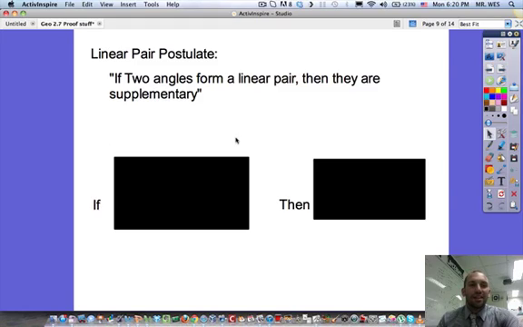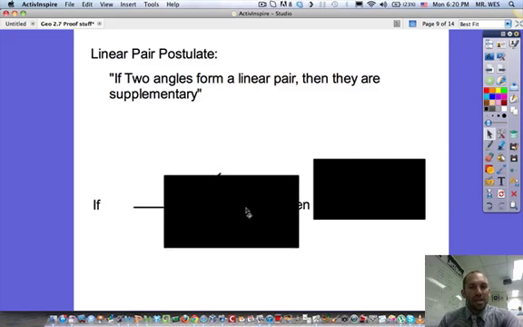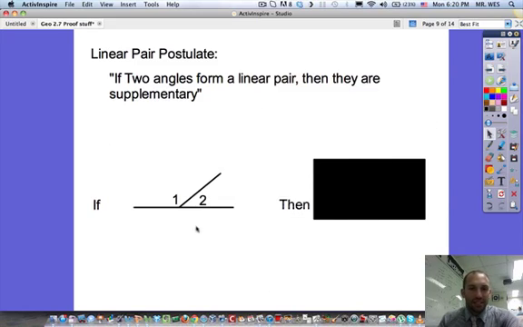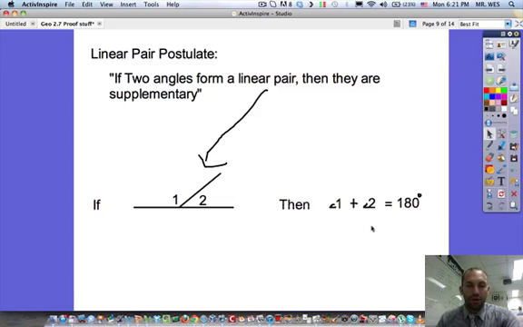All right, now let's take a look at the linear pair postulate. That's saying if two angles form a linear pair, then they are supplementary. So they add up to 180 degrees. So if we have a situation like this, and these are obviously a linear pair, we can even draw an arrow here. They're a linear pair. Then I know that they're going to add up to 180 degrees. Simple as that.